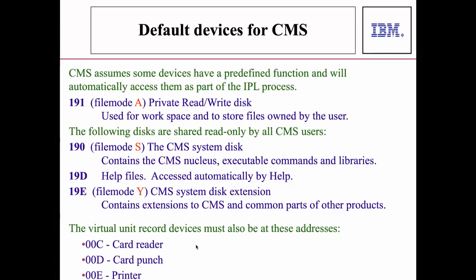Now, the unit record devices, the spooling devices: there are commands that work with those in CMS, and they have to be at these virtual addresses. So just to complete the picture of what default devices we have, a card reader at Charlie, a card punch at Dog, and a printer at Easy, 00E. What we use the spool for these days is to exchange files between people. We don't really, of course, punch cards or print things.